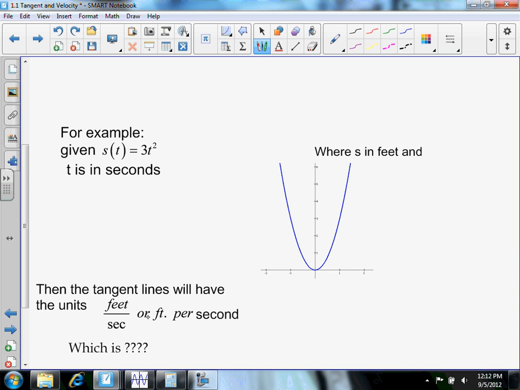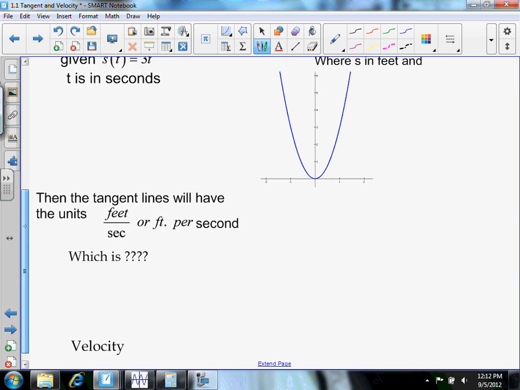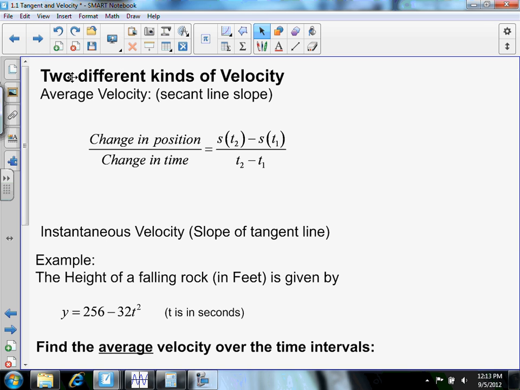Well, what is that really? What is feet per second? That's some kind of movement, and we normally look at it as velocity. The standard position function, s of t, is how we normally denote that first function, but we can get things in terms of feet per second, which is going to be a velocity term. So we're going to look at certain things with velocity here. And what we want to talk about is that we have two different kinds of velocities.